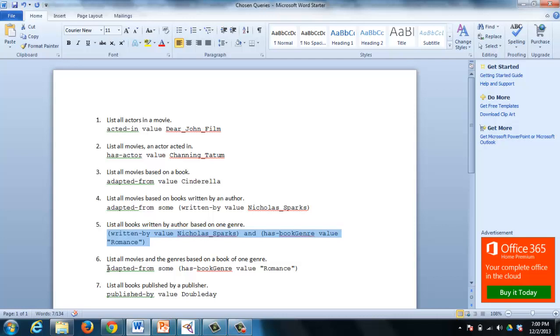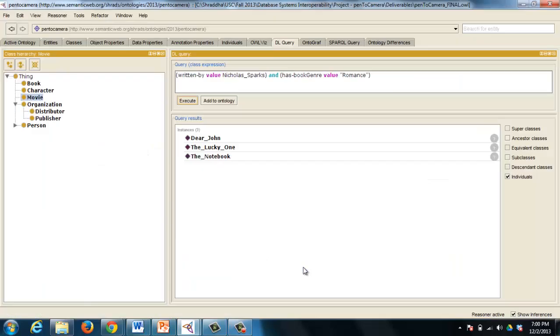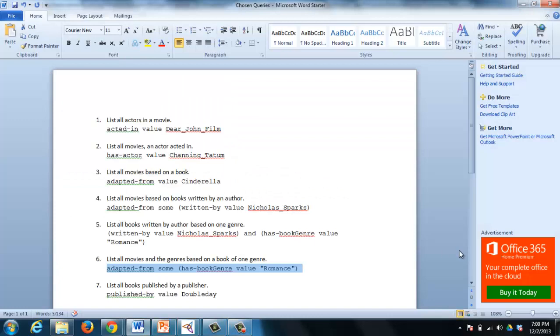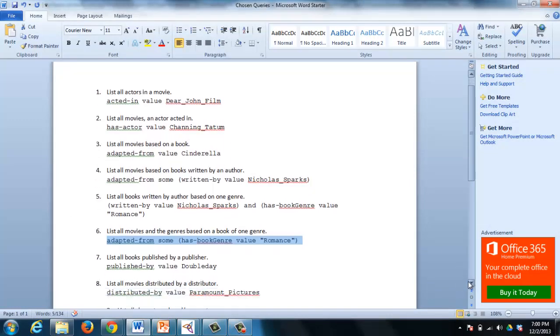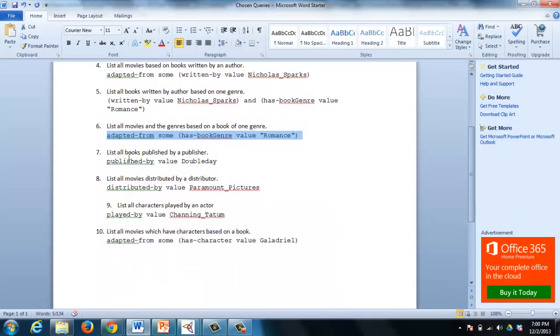All the movies and genres based on a book of the genre romance. Now there can be multiple books that are of genre romance. Right. So Pride and Prejudice and Sense and Sensibility were added to this. So they were written by different authors but are of the genre romance.